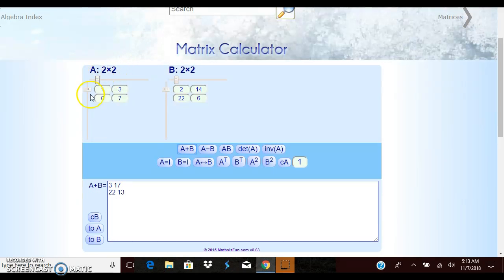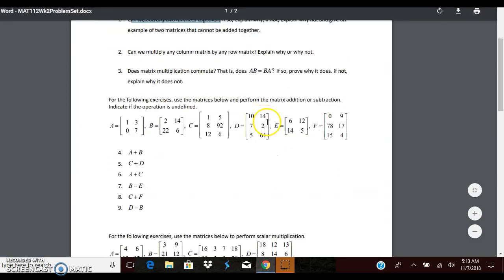The way they got that was 1 plus 2 is 3. So we're adding the pieces in the same spot. 3 plus 14 is 17. 0 plus 22 is 22. 7 plus 6 is 13. So this is a great tool to help you along the way.